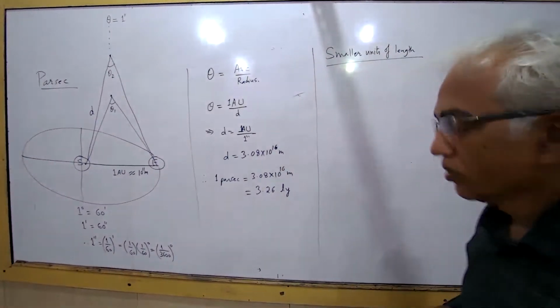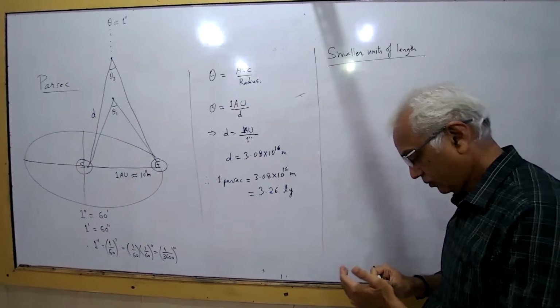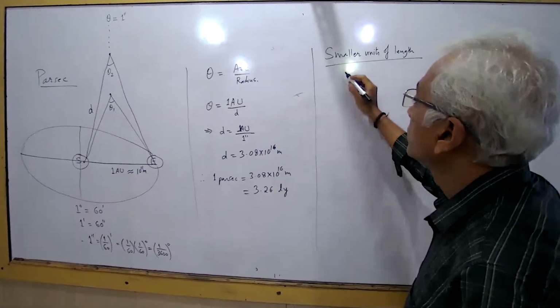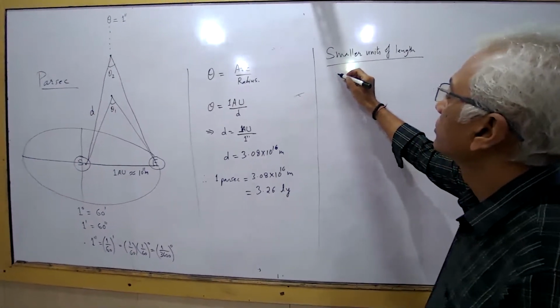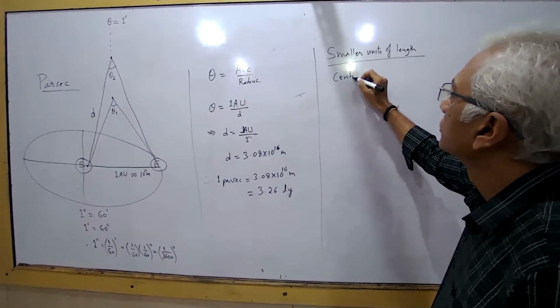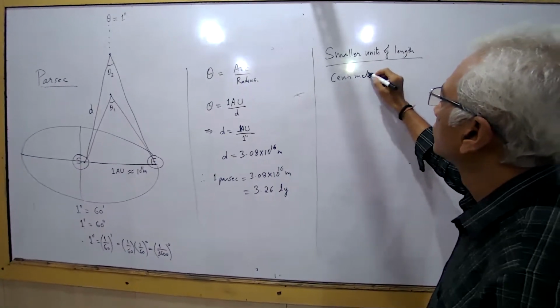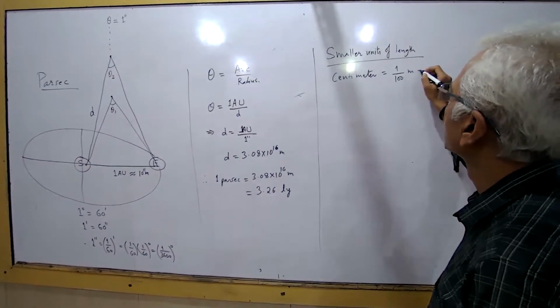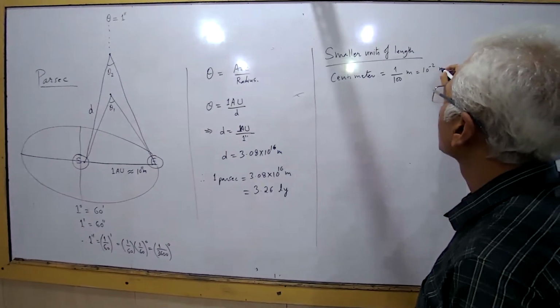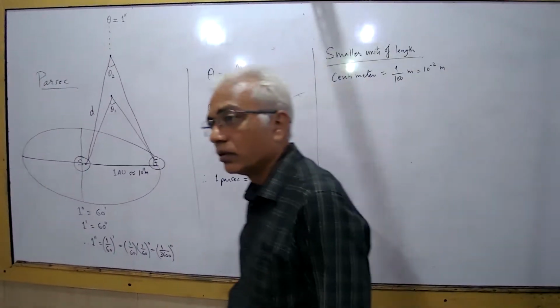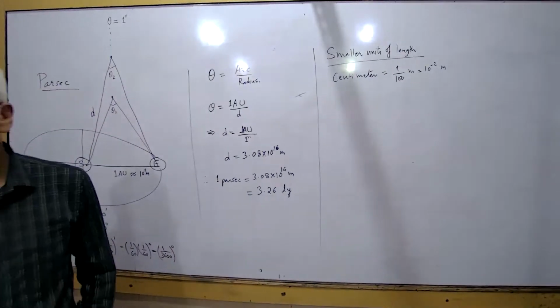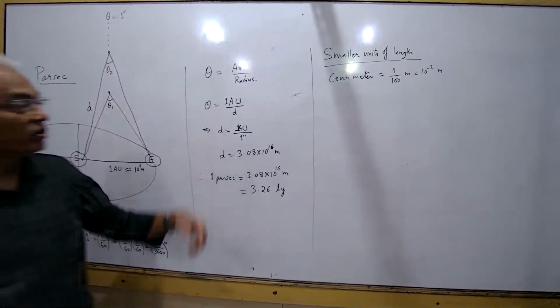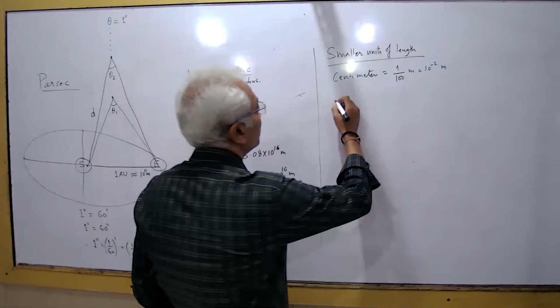So what are the smaller units of length? Obviously you have the centimeter, which is how much? A 100th of a meter, or 10 raised to minus 2. Okay, standard is 1 meter, and the smaller length is the centimeter. You also have the millimeter.